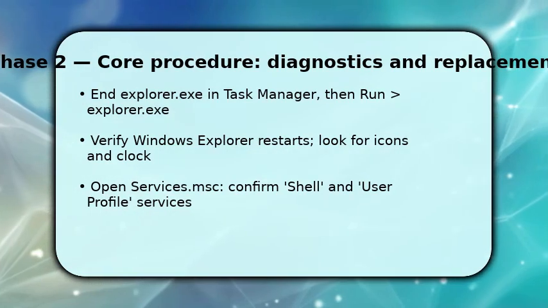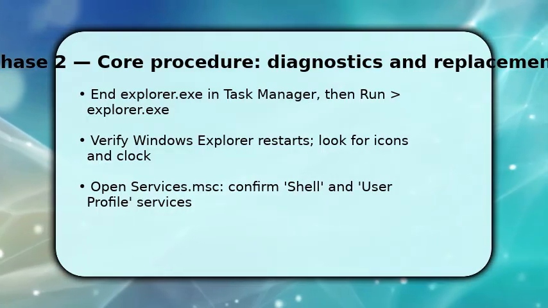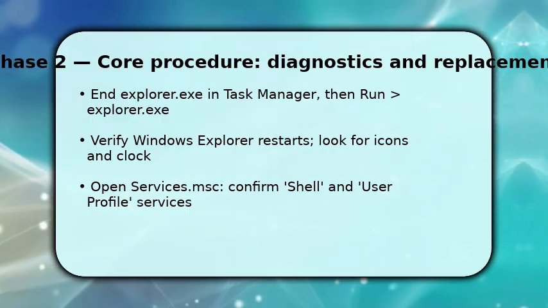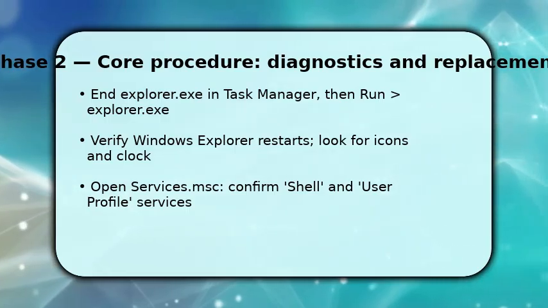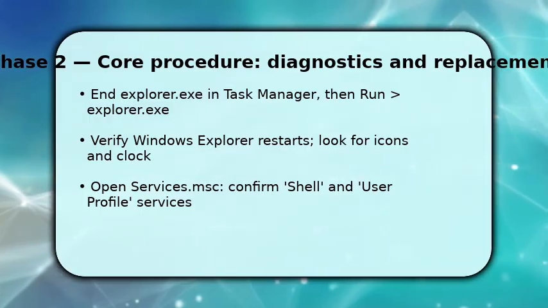Now you perform the core fix. In Task Manager, find Explorer.EXE, select it, and choose End Task to stop the shell. Then use File, Run New Task, and type Explorer.EXE to relaunch the process. This reload restores the taskbar and notification area.